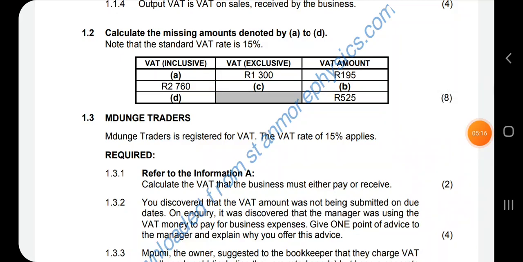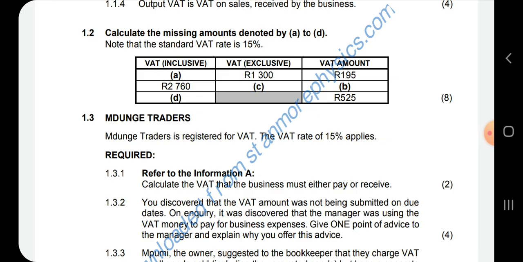And then 1.2, note the missing amounts denoted by A to D. Note that the standard VAT rate is 15%. So we have to calculate A, B, C, and D respectively. So look at this: VAT inclusive is the amount that has VAT in it, and then VAT exclusive is the amount that does not have VAT.